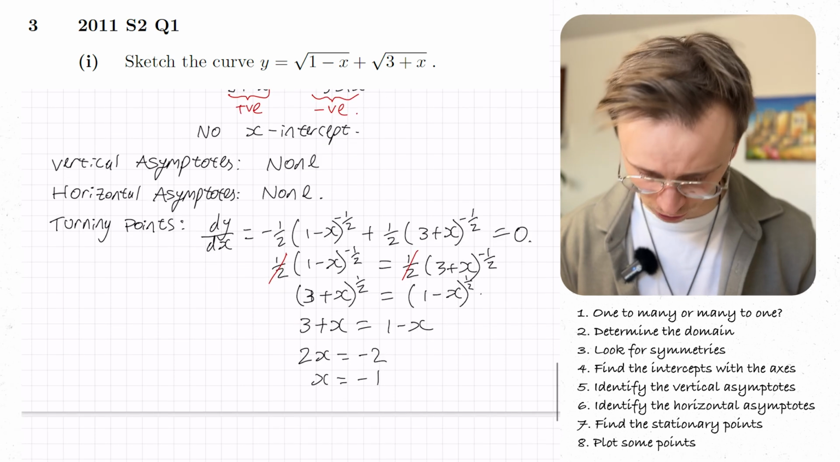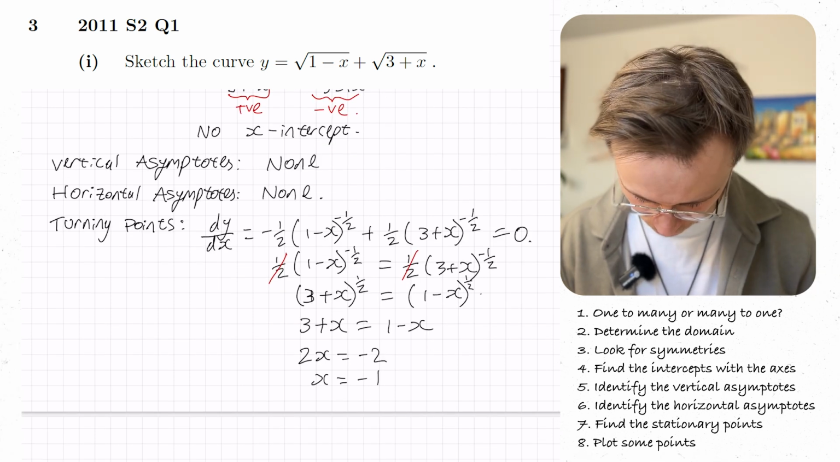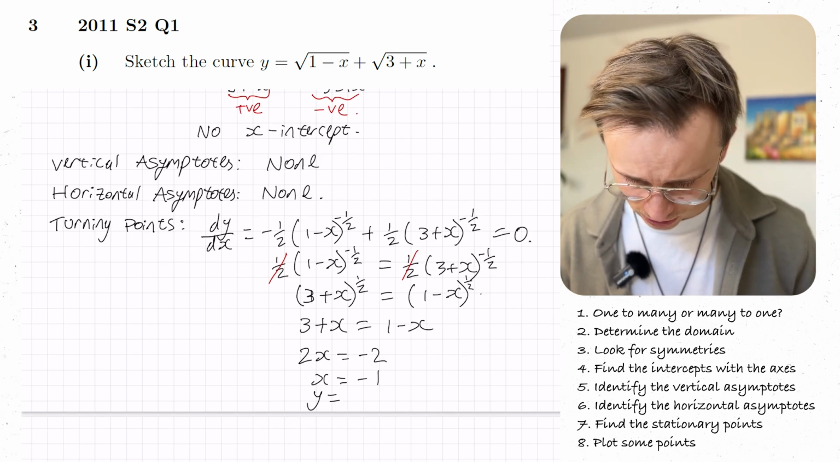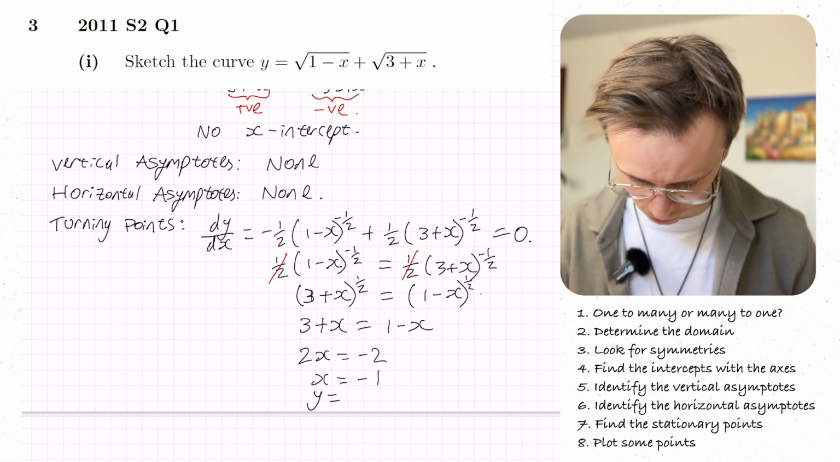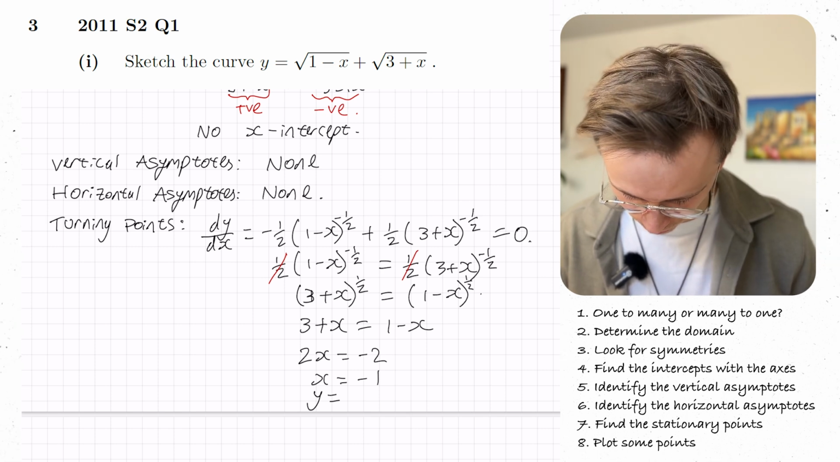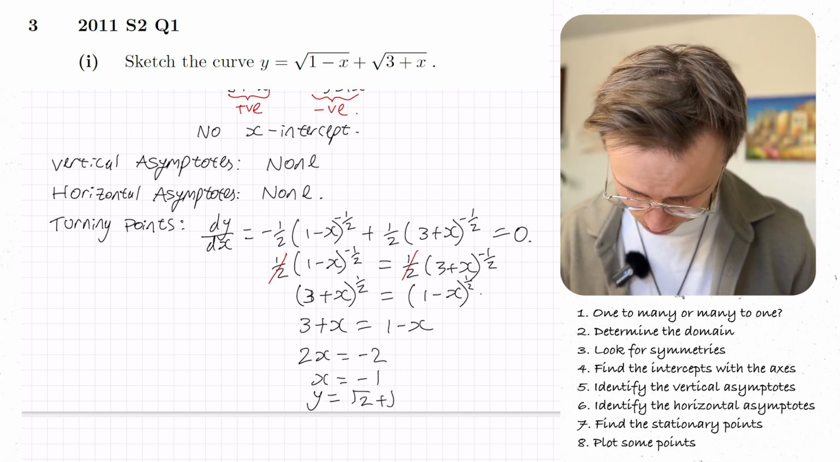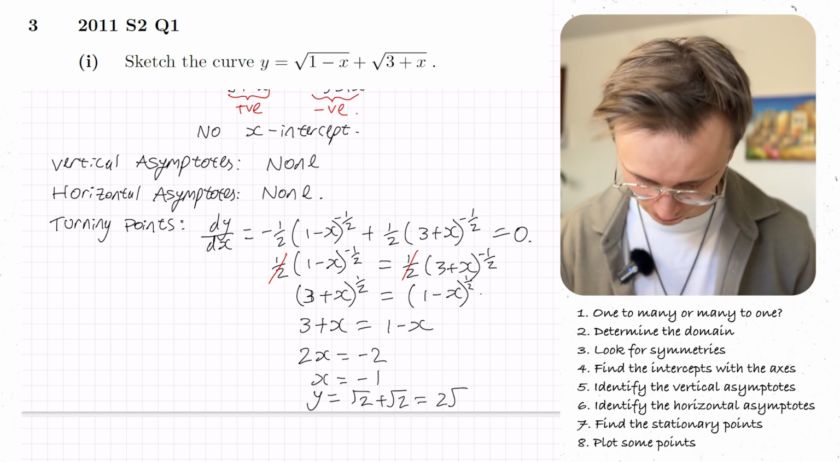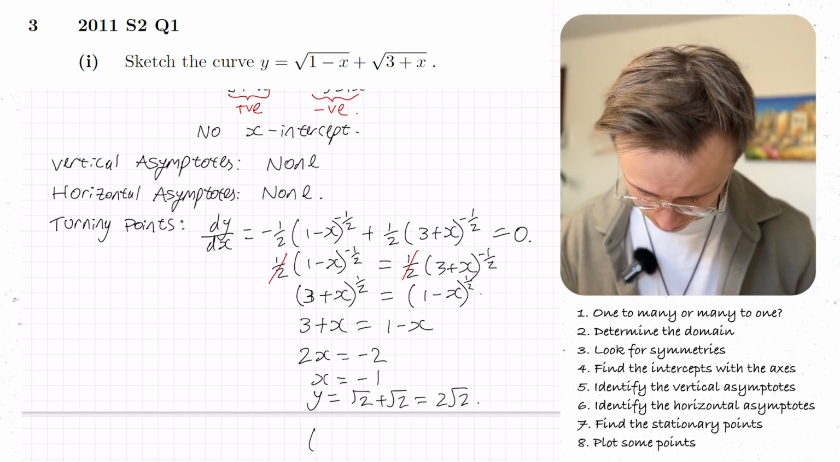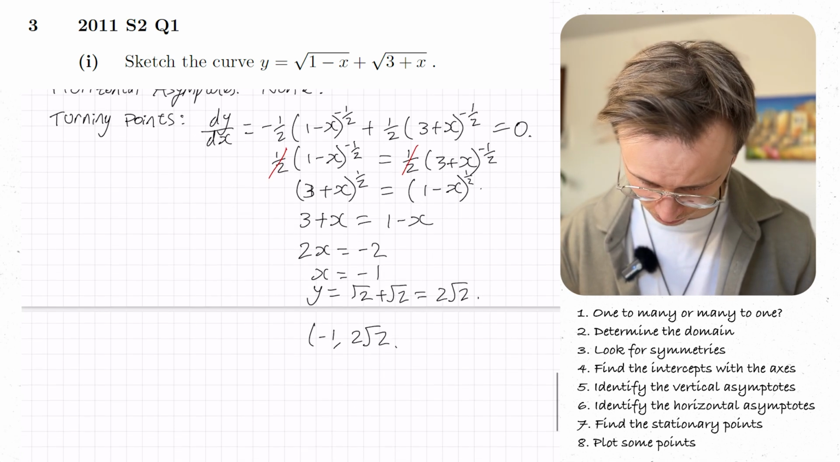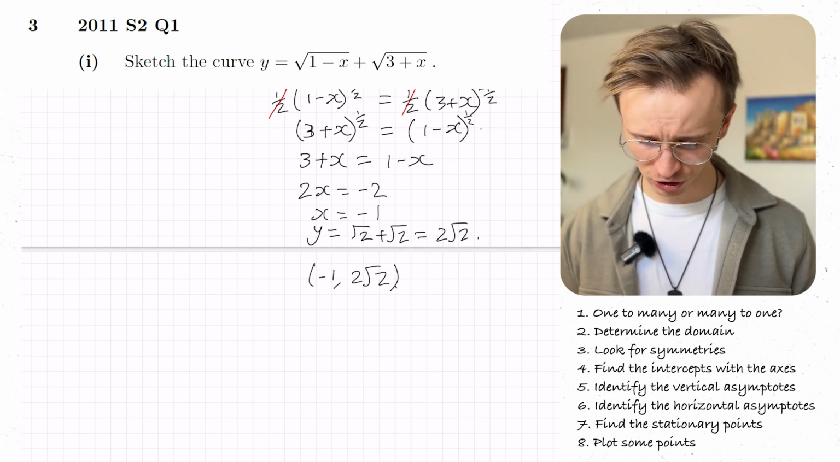And then to find the y value, we plug it back in and we end up with y equals, what will we have? We'll have the square root of 2 plus the square root of 2 equals 2 root 2. So our turning point is at (-1, 2 root 2). Okay, so we've done turning points.